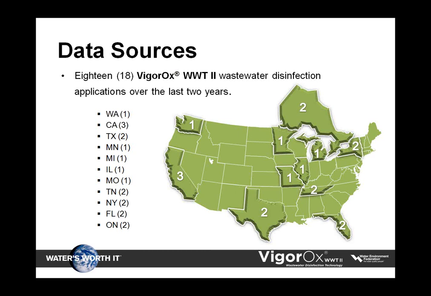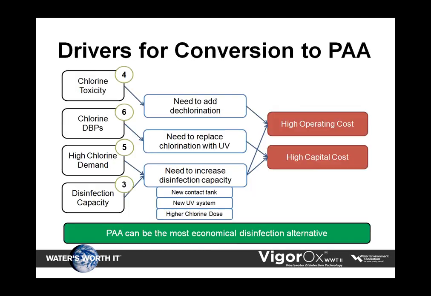As you can see, applications of Vigorox in wastewater have covered a wide range of waters and climates. But what drove these plants to evaluate peracetic acid in the first place? In one word, cost. There are 4 primary drivers that drove these plants to look for more cost-effective solutions. The number in the circle represents the number of plants out of the 18 that fell into each of the categories. In the first category, plants facing chlorine toxicity issues wanted to avoid the high operating cost of dechlorination.